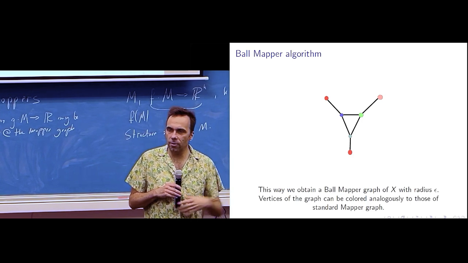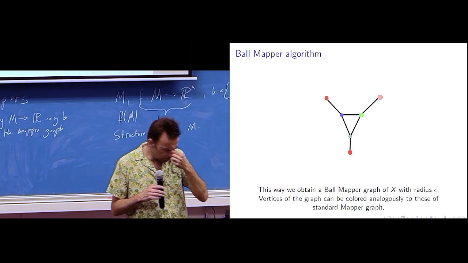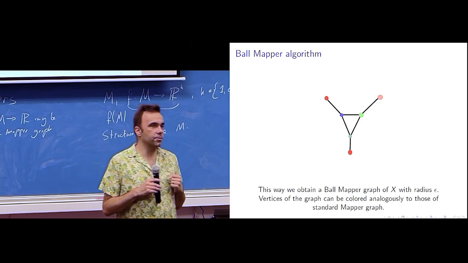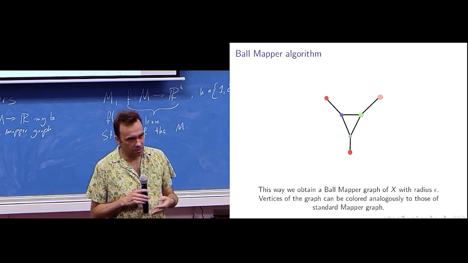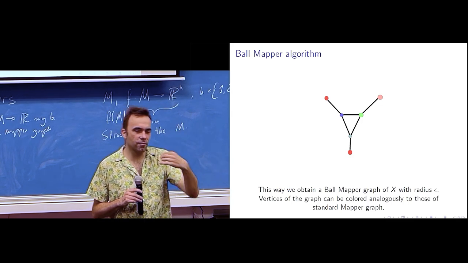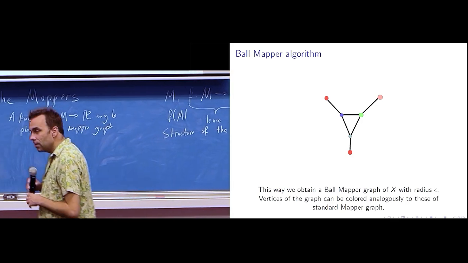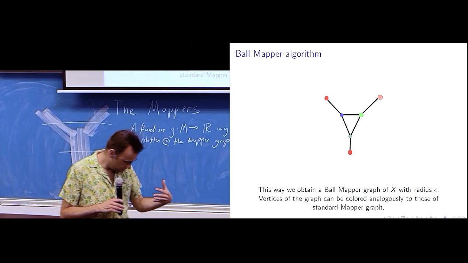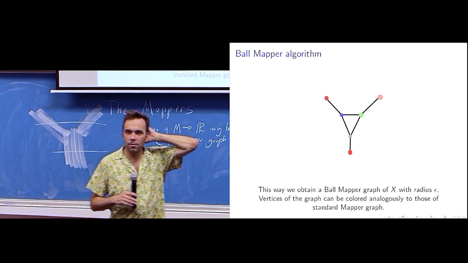If you don't have anything in your cover, you are just looking at the first point in your data set. You put a ball around it. You check which points are in this ball. And then you are looking for the first point which is not covered. And if you find the first point which is not covered, you put a ball over there. And you progress. Of course, the way the centers of the balls depend on the order you are looking at the points. That's something to be aware of.